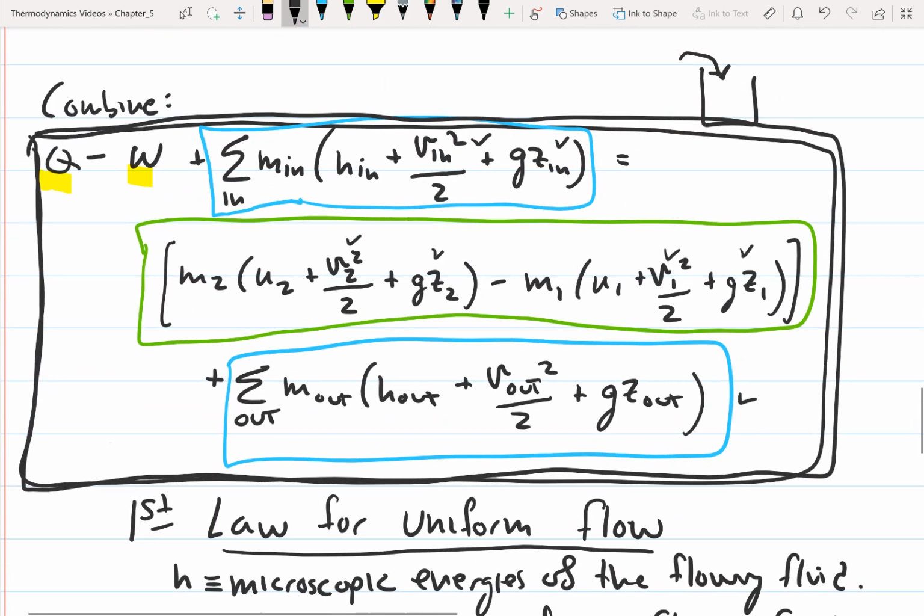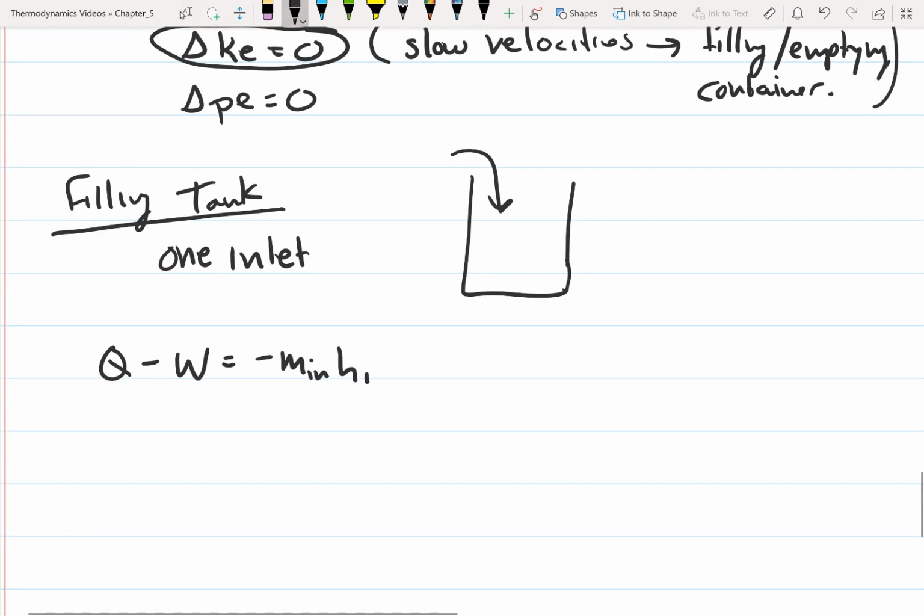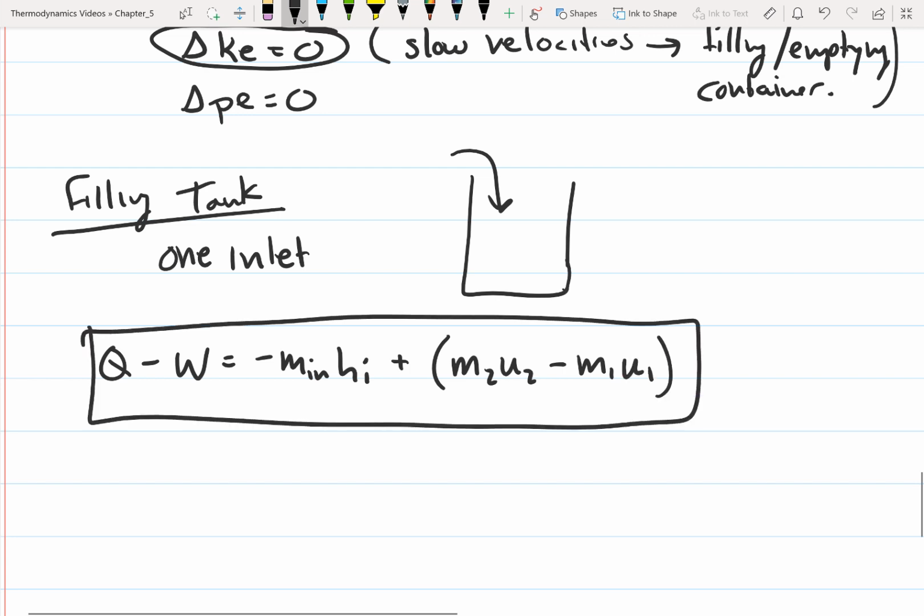So go back up here. I'm also moving this mass in over to the other side. So now it's negative, multiplied by the enthalpy in, plus our non-flowing fluid terms. So M2 U2 minus M1 U1. So this is the first law when you're filling a tank. And this is also called charging.